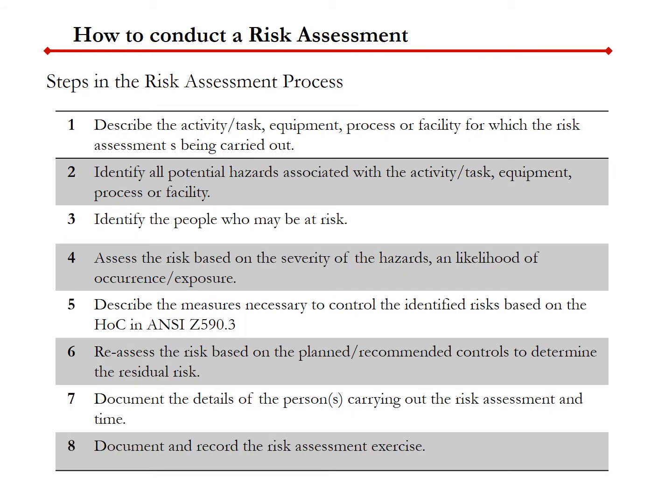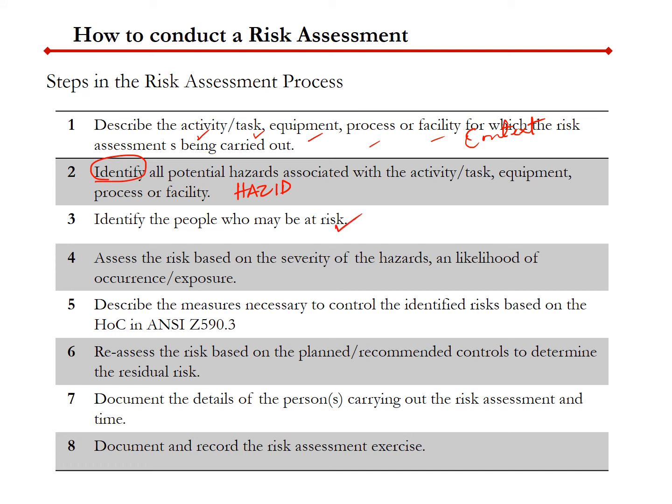Here you can see the risk assessment process broken down in more detail. Firstly, describe the activity or task, the equipment, the process, or the facility for which the risk assessment is to be carried out. Next is what we call the context of the risk assessment. Then comes the hazard identification, and then the people who may be affected by the risk.